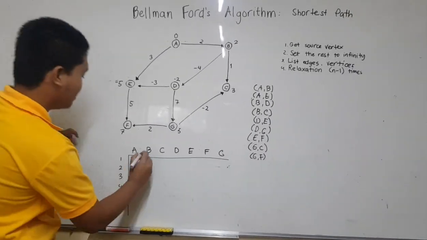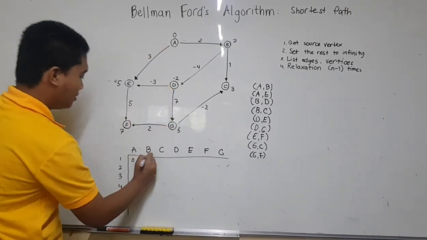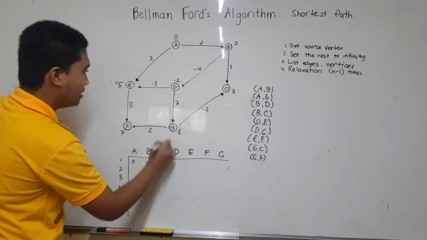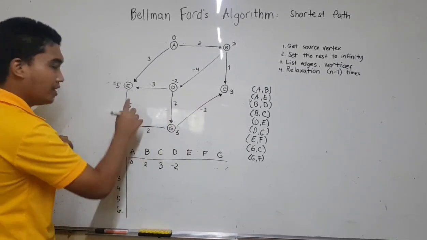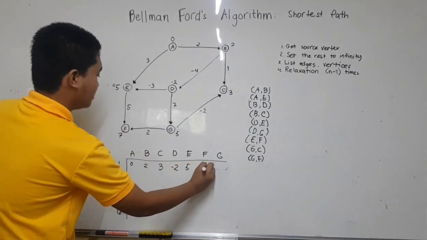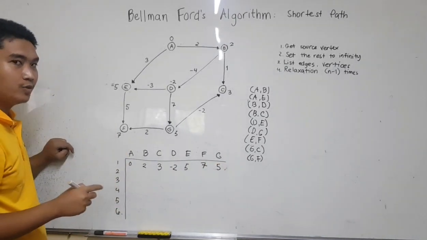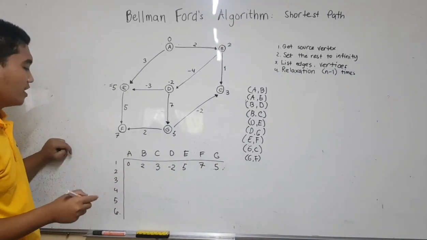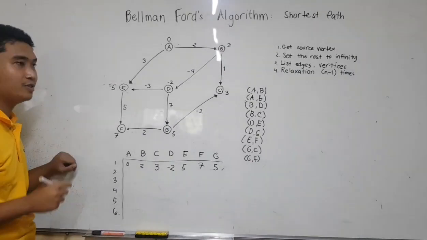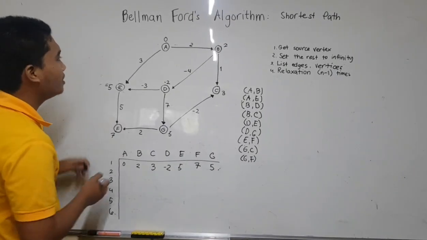So let's just list down all the distances here. So A is 0, B is 2, C is 3, D is negative 2, E is negative 5, F is 7, and G is 5. Now we are finished with the first relaxation. Now let's move on to the second time of relaxation. So let's do this one more time until we get the shortest path. So let's do this again.